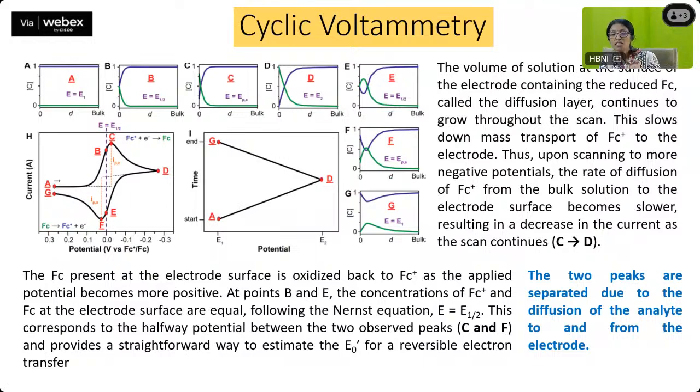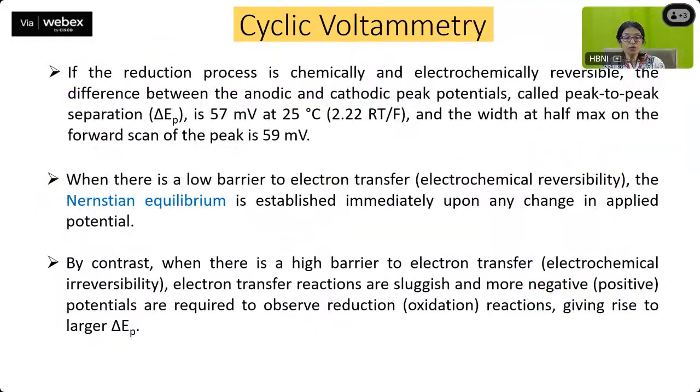Now you have to remember these two peaks are separated due to the diffusion of the analyte to and from the electrode. So if the reduction process is chemically and electrochemically reversible, the difference between the anodic and the cathodic peak potentials, called peak-to-peak separation, is 57 millivolts at 25 degrees centigrade, which is nothing but 2.22 RT/F. And the width at half max on the forward scan of the peak is around 59 millivolts.